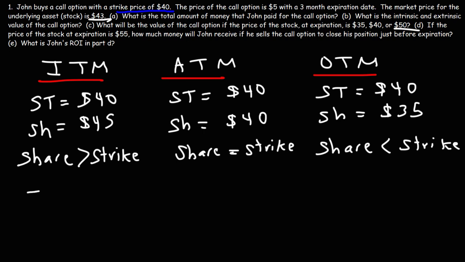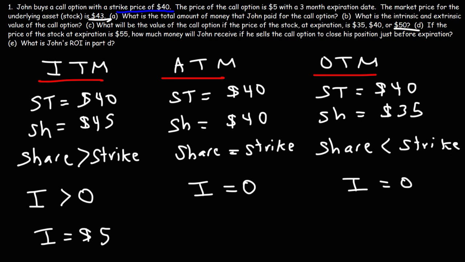So when it's in the money, the intrinsic value of the option will be greater than 0. In this example, it's $5. When it's at the money, the intrinsic value is 0 because these two are equal. And when it's out of the money, it's definitely 0. So the only value that at the money and out of the money options have is extrinsic value, in which case their value depends on volatility and time decay. So keep this in mind.